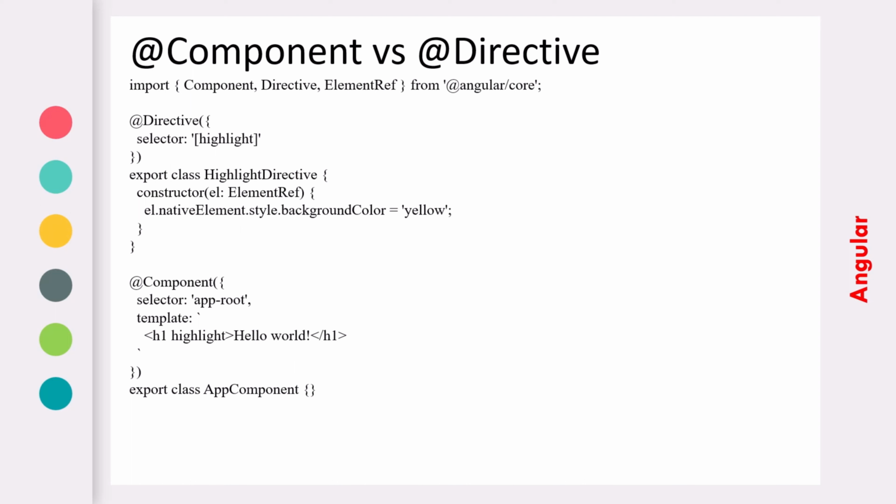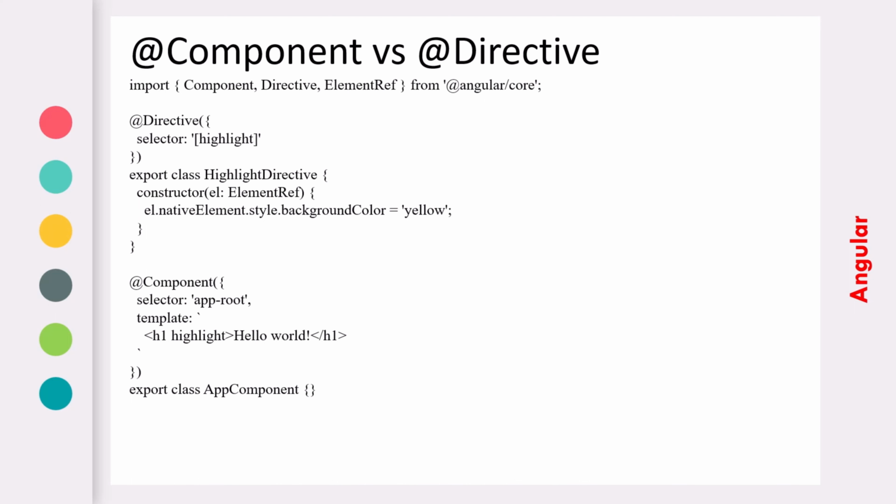Directives are used to add or modify behavior of an existing element, such as adding validation rules to a form field or preventing a button from being clicked under certain conditions. While both are used to create reusable building blocks in Angular applications, there are some differences in how they are used and what they can do. Here is a sample code I put up to show the difference between @Component and @Directive.